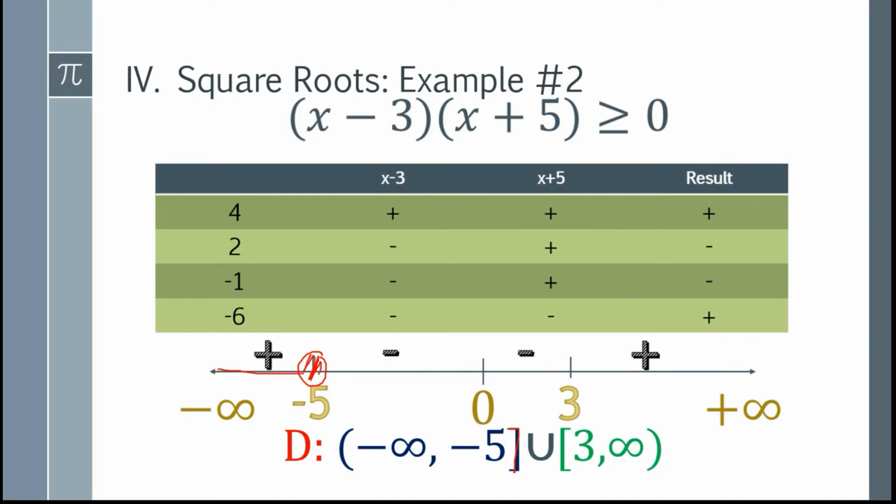Only the positive ones, we will ignore this one. And now 3 is also included, so circle that one and shade it and go to positive infinity. So that's the number line for this function.